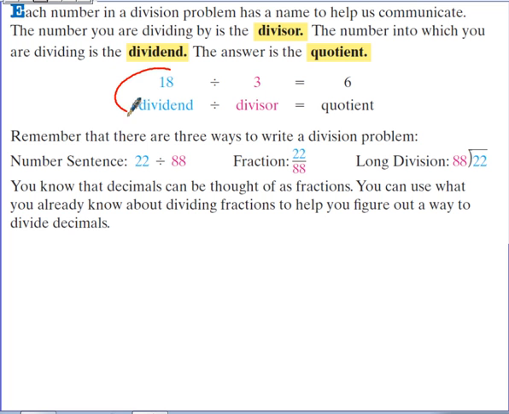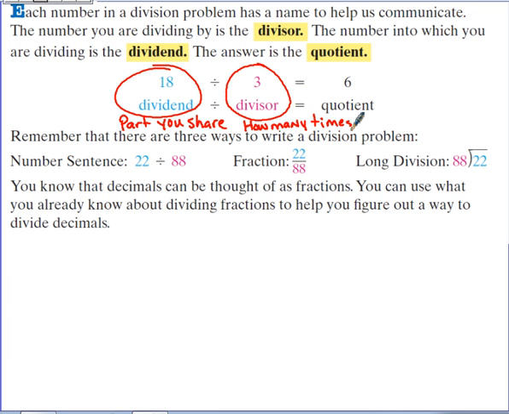Okay? The part you share is the dividend. Okay? Now the divisor is how many times you share it, or the size of the groups.